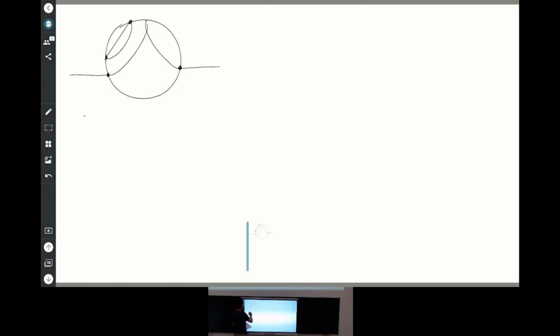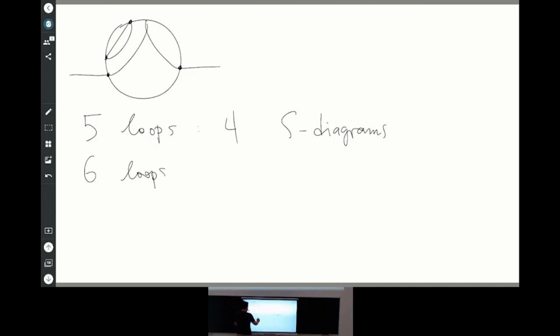So at 5 loops, there are 4 S diagrams. And at 6 loops, there are 19 such diagrams. Nobody has computed the coefficients, but it's a well-defined computation you can do in perturbation theory.